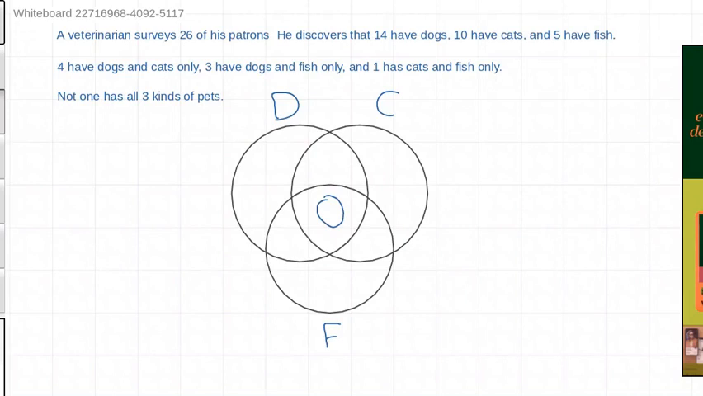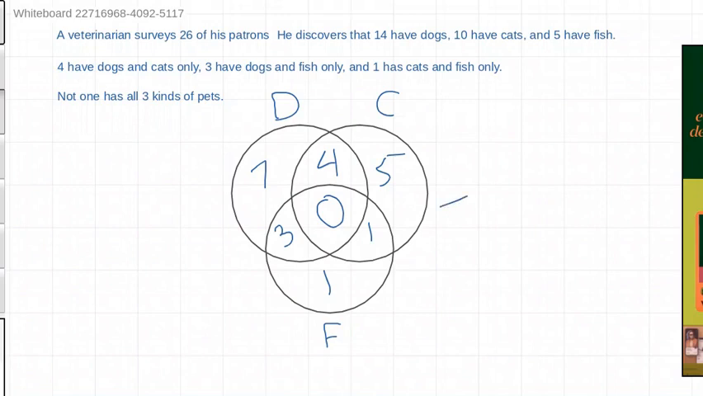So we put our 0 in the middle, and we know that 4 have dogs and cats, 3 have dogs and fish, and 1 has cats and fish only. And that minus 0 is just all those values. Then we know that there would be a 7 where the dogs go, a 5 where the cats go, and the 1 where the fish goes. Because we know how this works.